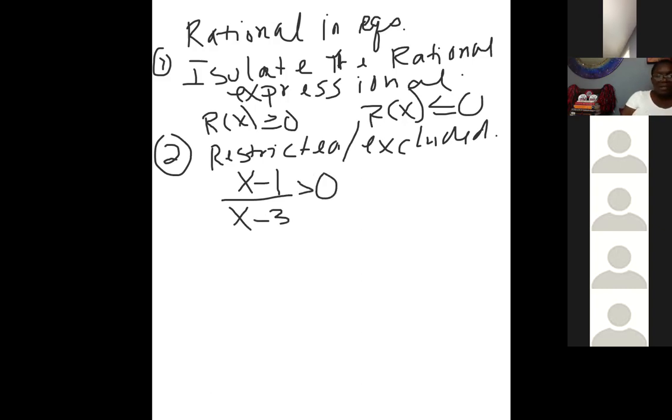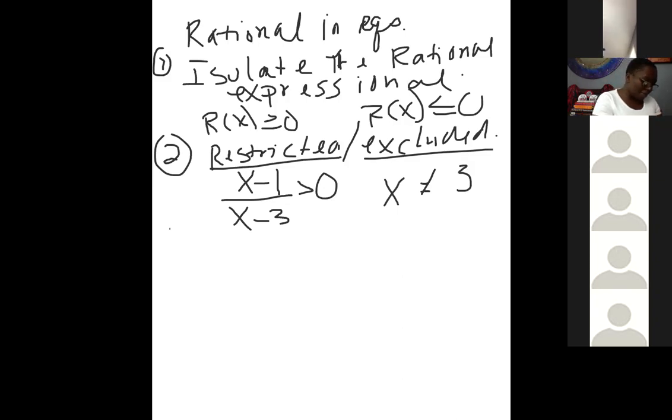Here's one. Okay, what value is restricted or excluded from the domain of this function right here? What's the value? What can x equal to? 1 or 3. Ooh. No. Now, guys, remember the restricted value is that number that makes what part of it 0? Which part? The denominator. So the restricted value right here would be 3.